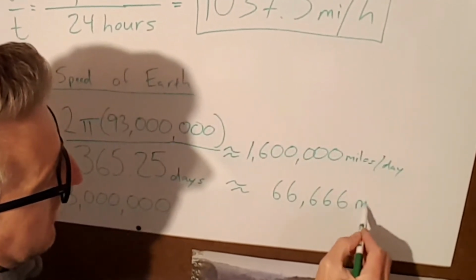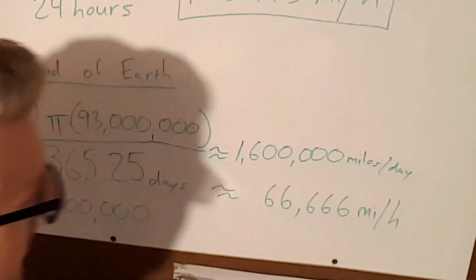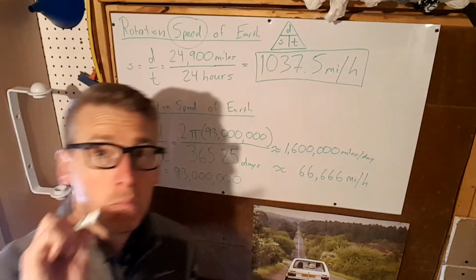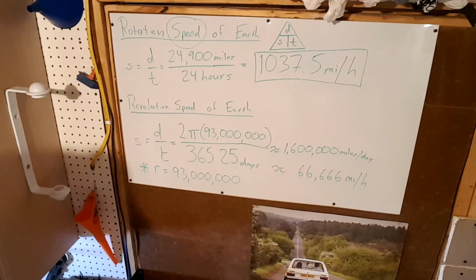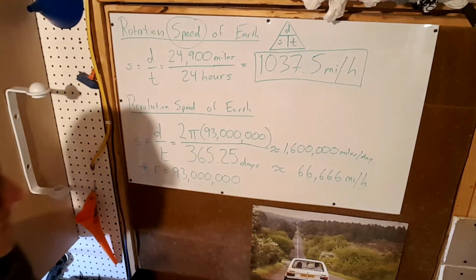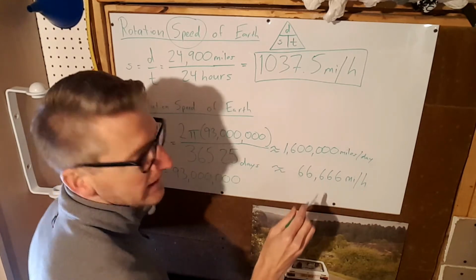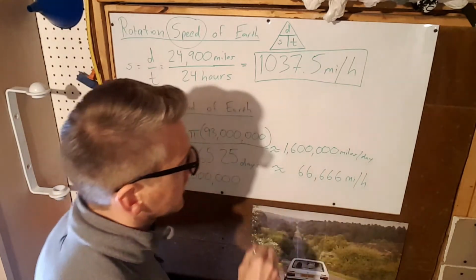66,666 miles per hour. So about 66,000 miles per hour is what we're hauling at right now around the sun. Pretty crazy. Why don't we feel that? More on that later. Now, for the problem that we're going to have in a little bit, I want this in miles per second. I can't tell you why yet. It's a secret. You'll see.